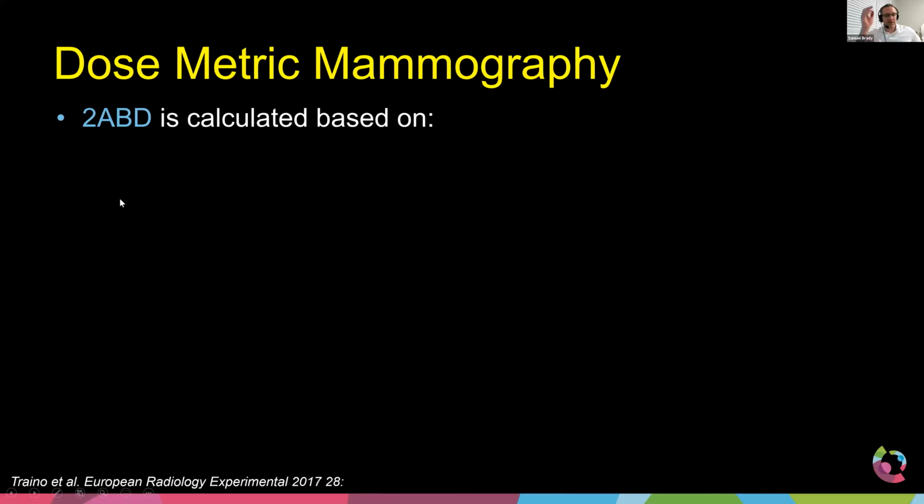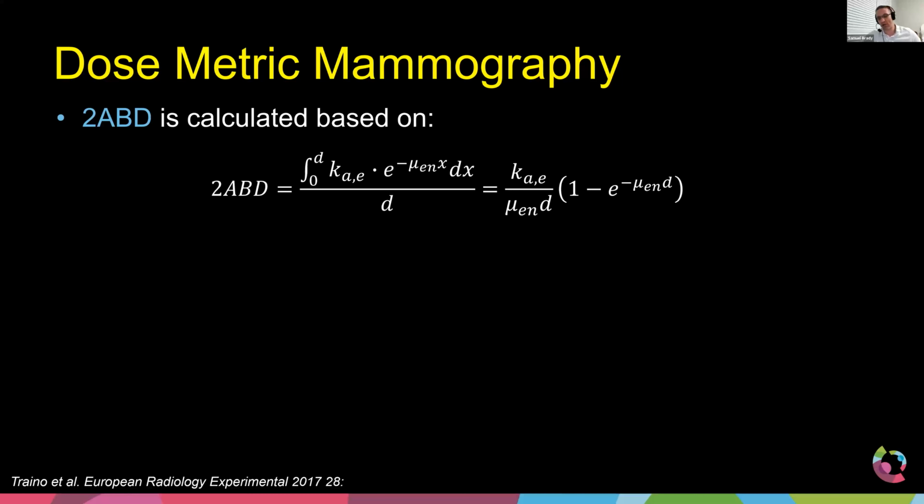All right, I mentioned at the very beginning, mean glandular dose is the primary dose metric for mammography. We've been using that now for 30 plus years. But in the last probably five or so years, there's been a lot of talk about this 2ABD metric. So let's talk about what it is and how it's slightly different than the other mean glandular dose calculations we've been talking about.